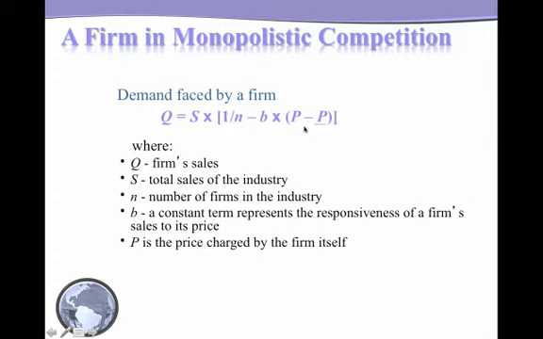Now P is your own price that the firm charges, and it enters with a negative sign. The higher your price, the lower your sales are going to be. And P bar is the average price charged by the competitors. The more price they charge, negative makes it plus, so the higher the prices they charge, the higher your sales would be. So what you look at is the difference between P minus P bar. Now B here is a constant. This is telling you how responsive firm sales are to the price differences, or to the price the firm charges.